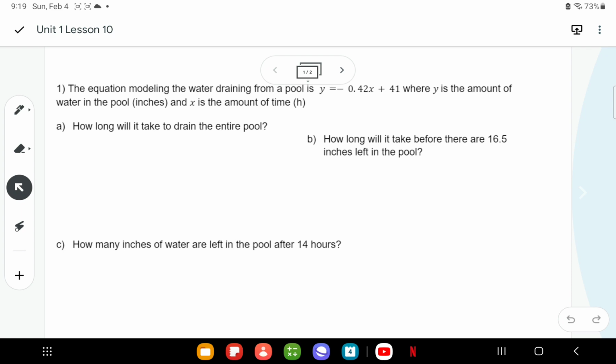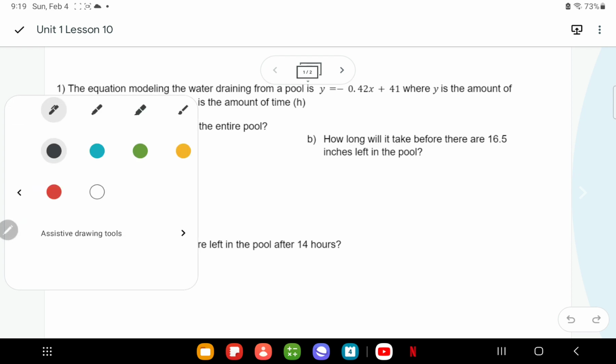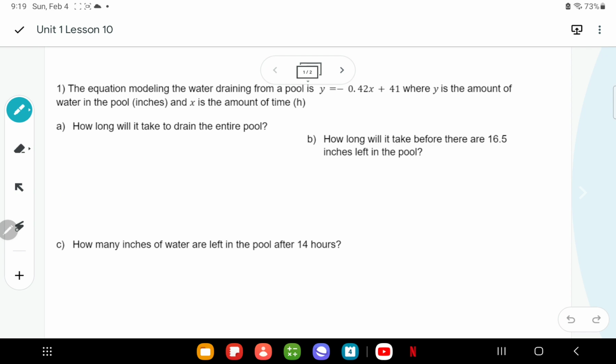So here we have our first example. It says the equation modeling the water draining from a pool is y equals negative 0.42x plus 41, where y is the amount of water in inches and x is the amount of time in hours. So I'm going to color code some stuff here. My y is the amount of water in inches, and my x is the amount of time in hours.